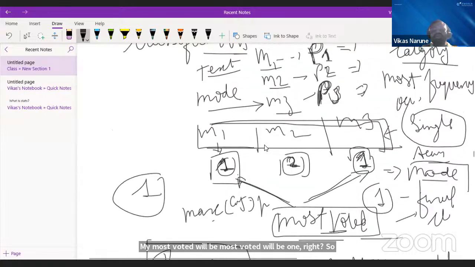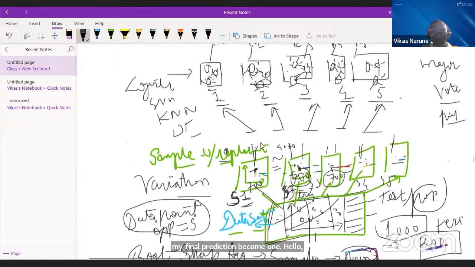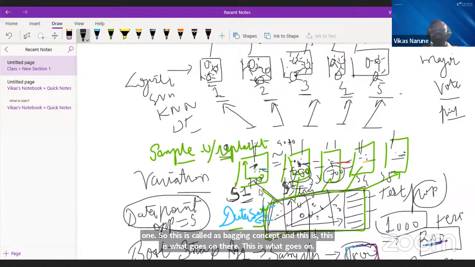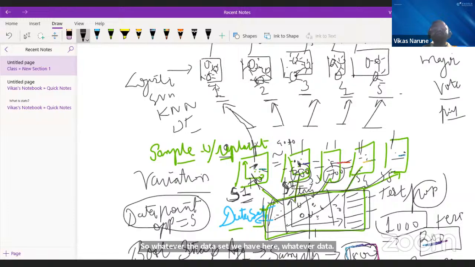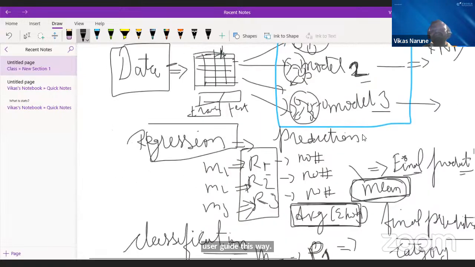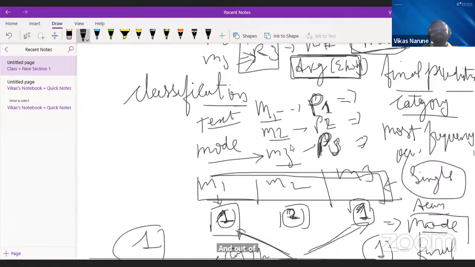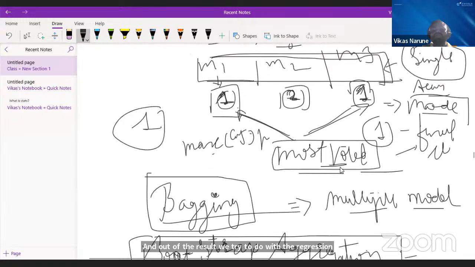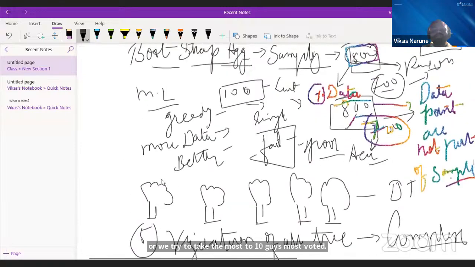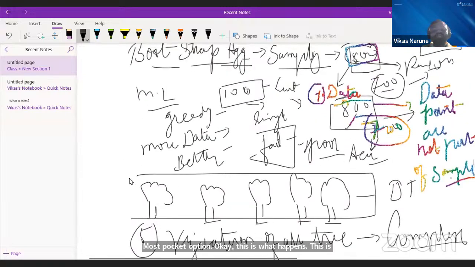This is called the bagging concept, and this is what goes on. Whatever the data set we have, we train multiple models, and these multiple models give multiple results. Out of those results, for regression we take an average, or for classification we take the most voted option. This is what happens.